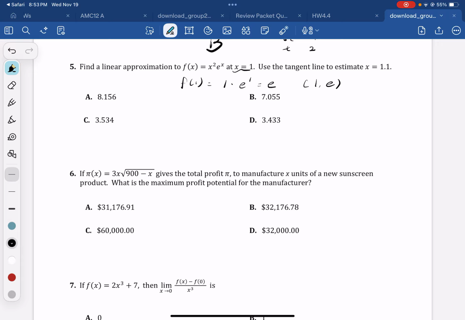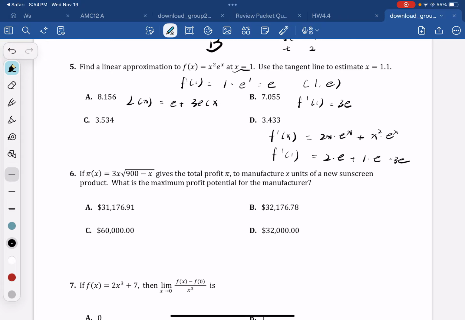And we've got to find the derivative at x equals 1. So f prime of x equals 2x times e to the x plus x squared times e to the x. So you plug 1 into it, so it goes to 2 times e plus 1 times e, so it's 3e. So f prime of 1 is 3e. So we can give the approximation function, which is L of x equals e plus 3e times (x minus 1).